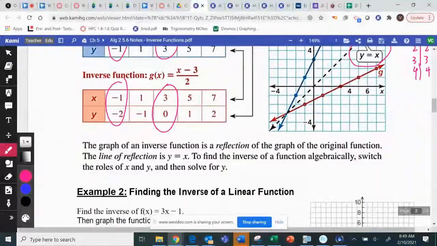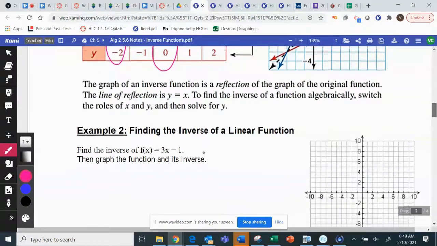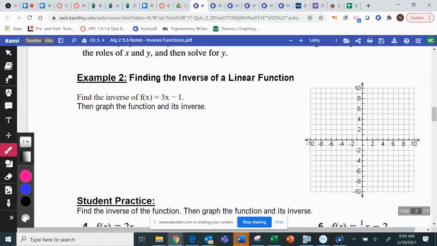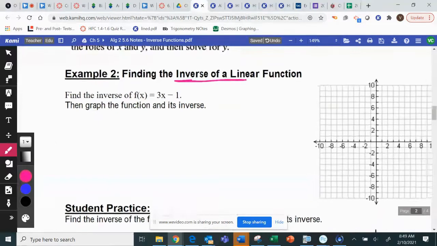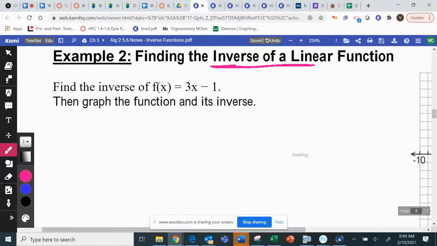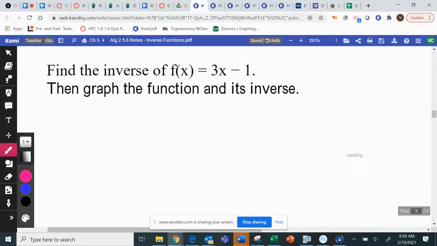So that paragraph, I just summarized that. So we are going to find the inverse, and this is what we're doing today. We're finding inverses of functions. We're going to go through the steps of finding the inverse.